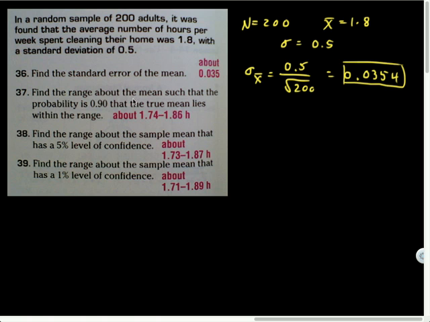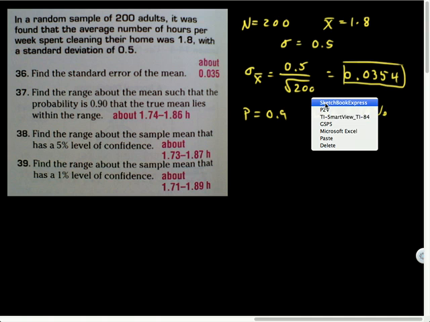Find the range about the mean such that the probability is 0.9 that the true mean lies within the range. Now, if the probability is 0.9, what is my level of confidence? Technically it's a 10% level of confidence, or 0.1. So the level of confidence is kind of 100 minus the percentage of the probability, and that's how we describe the level of confidence. So if I want a p of 0.9, and I'm looking for about the mean, I believe they use the word within the range, about the mean, yeah, there it is.